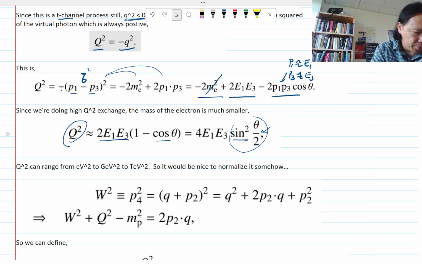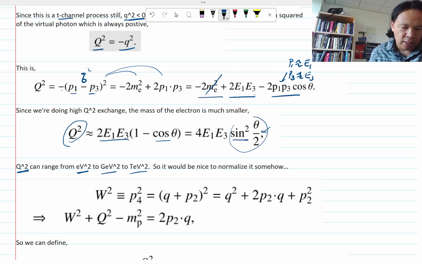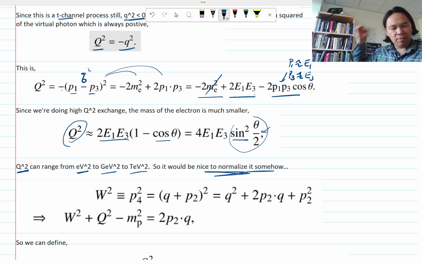Okay, so this Q square can have a range of electron volts square, GeV square, TeV square. So it would be nice if we can kind of normalize it somehow. And this is us knowing what the answer is going to be and then justifying why we went down this path. But in the 1960s, people did not know any of this stuff. So therefore, a lot of people were just trying different combinations of calculations.